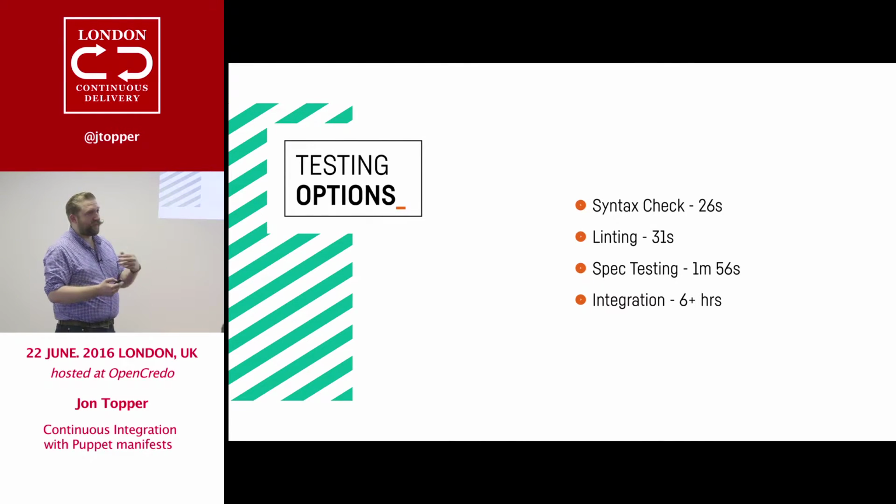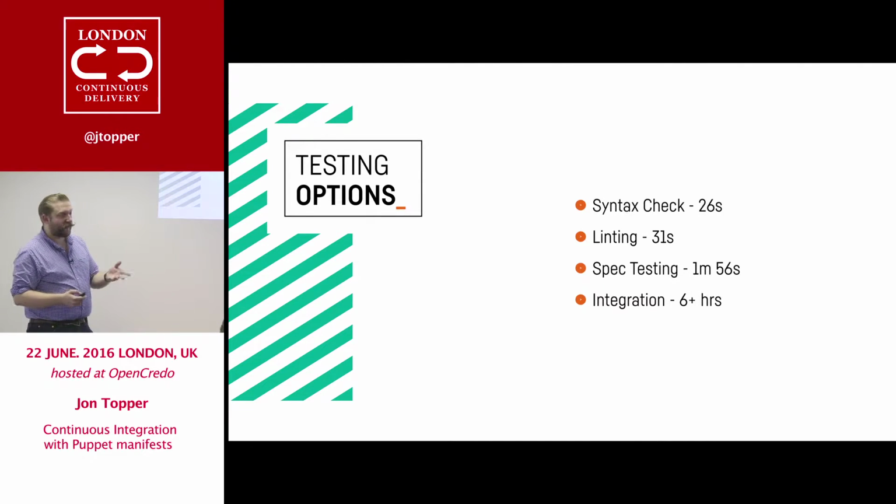The linting tool also provides you with a fixer. So if you're linting an entire code base, you can make it fix some of the stuff for you, which makes adding that quite straightforward to an existing set of Puppet.